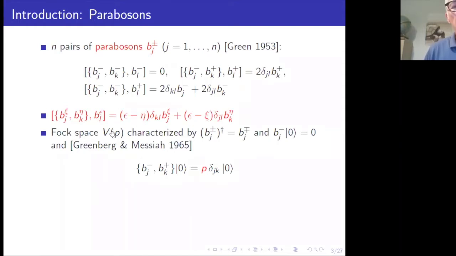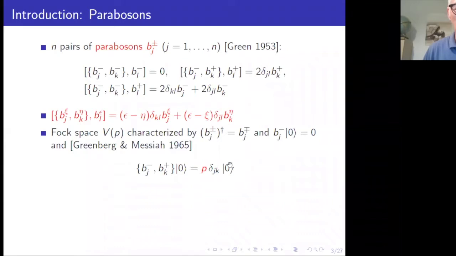Now, in this case, there is not a unique Fock space, but there are several Fock spaces, and they are characterized by a number p. This p will be a positive or non-negative integer. So if we assume the same conjugacy relation, and again the condition that it's annihilated by the bj minuses, then this condition on its own is not sufficient to have a unique vacuum. And that's the reason that other relations have to be introduced.